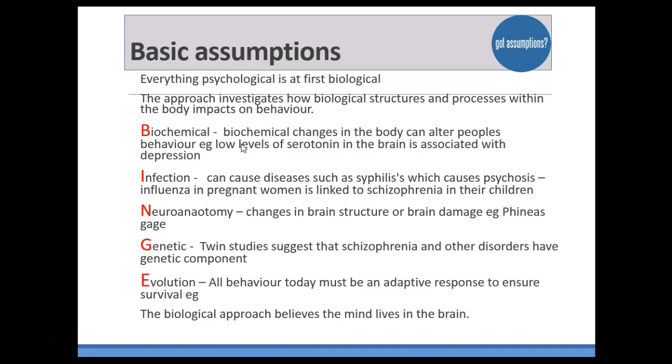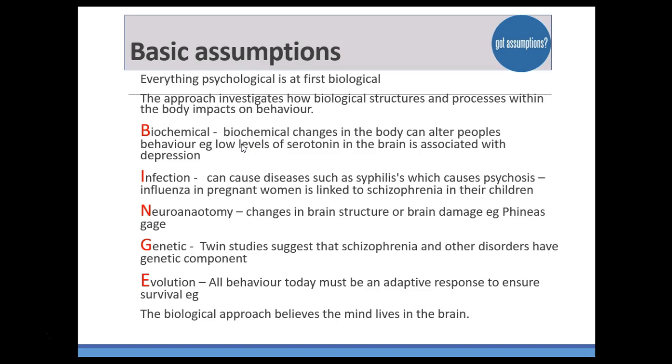Now, some of you who did GCSE might have heard of Phineas Gage, who had a pole through his head. Once this pole was removed, he managed to survive, but it altered his personality, and he went from being a kind of calm person to a very aggressive person.